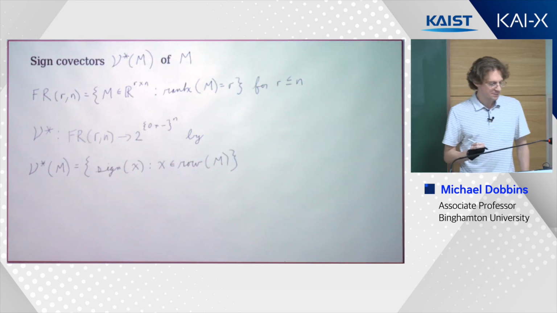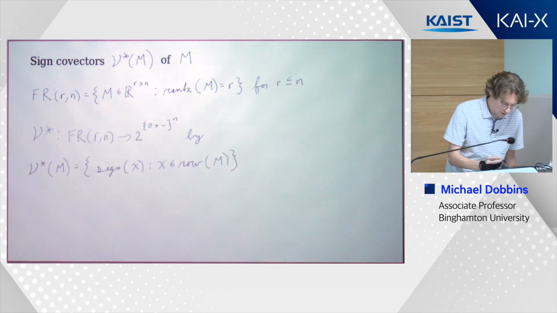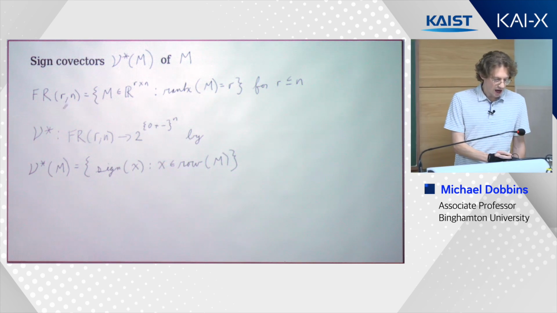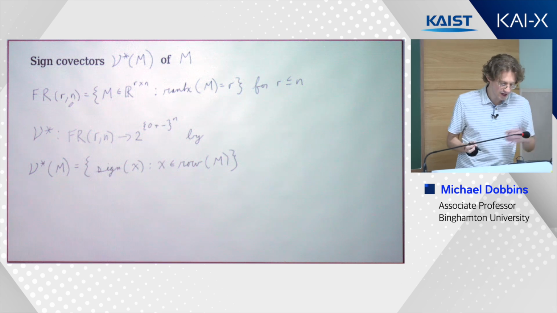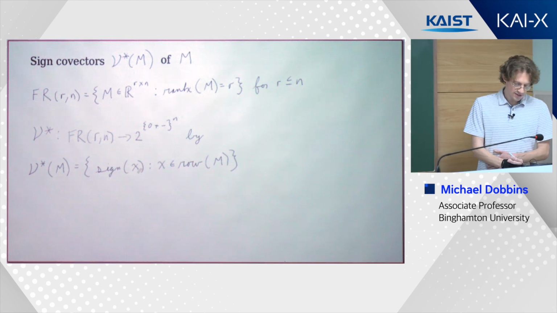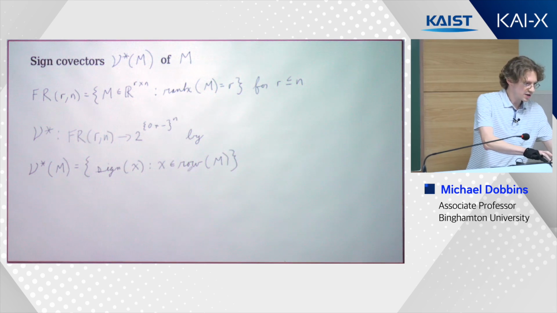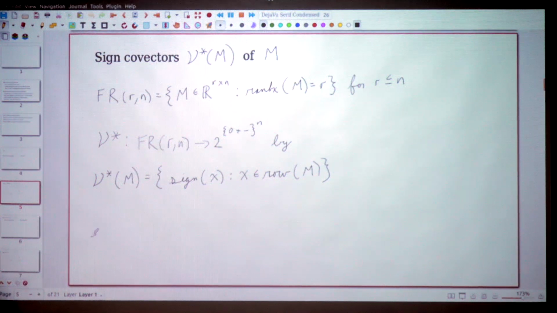So I start with the sign covectors of a matrix. Here I would just consider a full rank r by n matrix. And I define the sign covectors as the set of all signs of a vector in the row space of the matrix. So if I give you some example, let's say I start with this matrix.